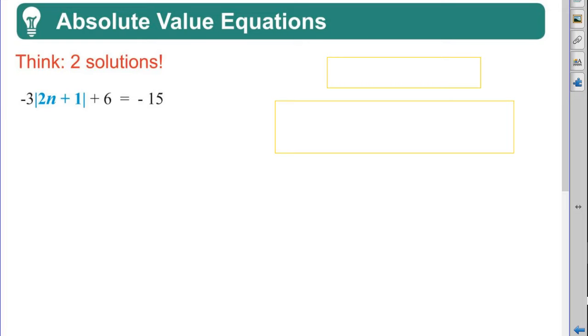Here's what you want to do. You first want to isolate the absolute value. This is the best way to solve these, and I want to teach you the best way. Isolate the absolute value. All right, let's move the 6. Let's move the negative 3.